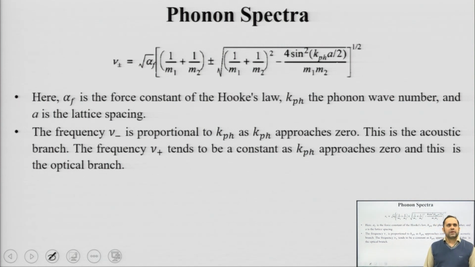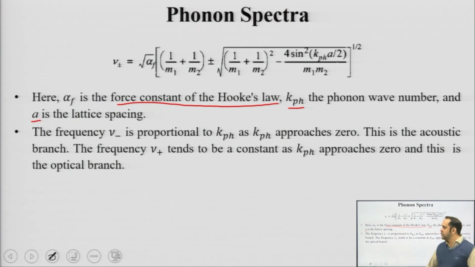Okay. Alpha f in this equation is known as force constant of Hooke's law. Okay. So, whenever there is a mechanical vibration or a mechanical movement, the force which is being applied and the displacement it produces are proportional to each other, okay, and that proportionality constant is a certain value like spring constant or force constant. Okay. K subscript ph is the phonon wave number, the so called k value, okay, and a is the lattice spacing, the spacing between the two nearest neighbors in a three dimensional crystal arrangement.